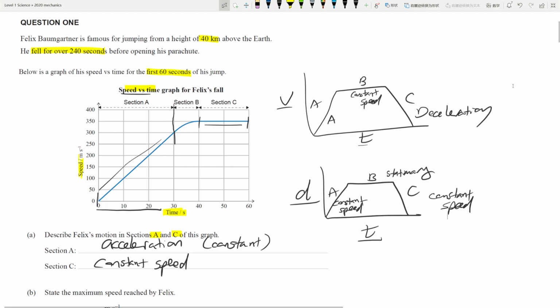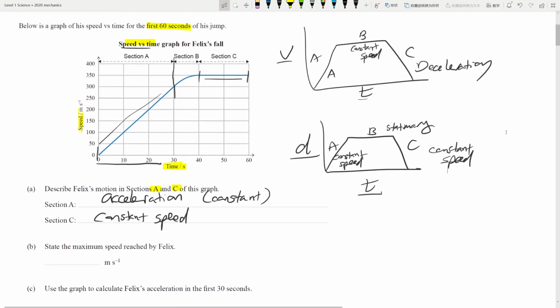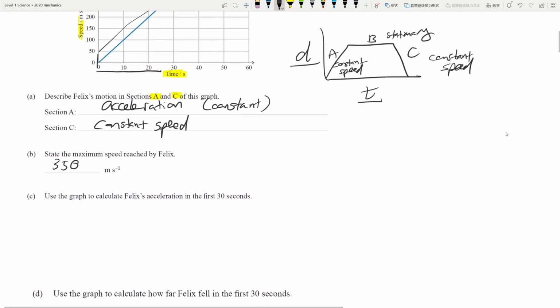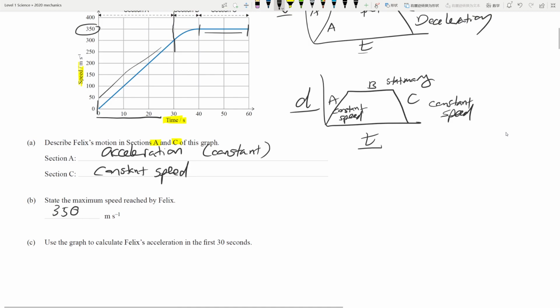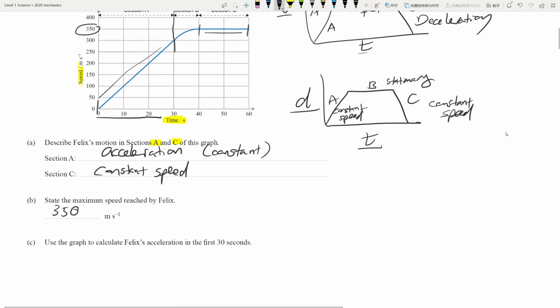All right, moving on. State the maximum speed reached by Felix. So maximum speed is right here, 350 meters per second. A lot of it is not even hard. You just look at the graph and everything's on there. Use the graph to calculate Felix's acceleration in the first 30 seconds. And look, they even told you the answer. They said, what is the motion for A? And look, they even told you, first 30 seconds is acceleration. They can't make it any easier. They're giving you clues all around the paper.